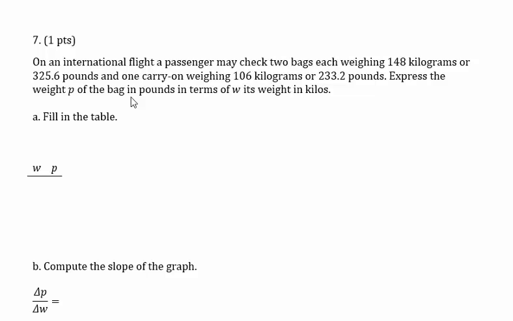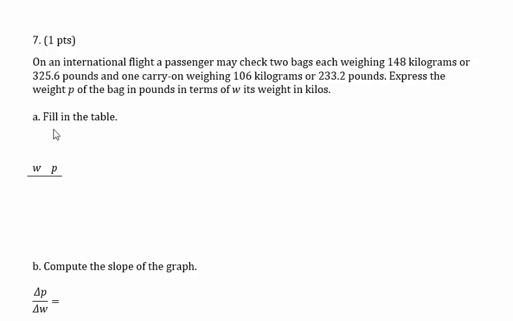Okay, let's take a look at number 7 on section 1.6. On an international flight, a passenger may check 2 bags, each weighing 148 kilograms or 325.6 pounds, and one carry-on weighing 106 kilograms or 233.2 pounds. Express the weight P of the bag in pounds in terms of W, its weight in kilos.